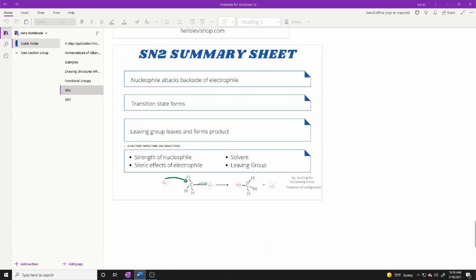This right here is just a summary sheet of the SN2 reactions. Again, the nucleophile attacks the backside of the electrophile, the transition state forms, and the leaving group leaves and forms product. The four factors that affect the SN2 reactions are the strength of a nucleophile, steric effects of an electrophile, solvents, and leaving groups. And again, on the bottom, this is just a general schematic of what an SN2 reaction looks like. That concludes our SN2 video today.